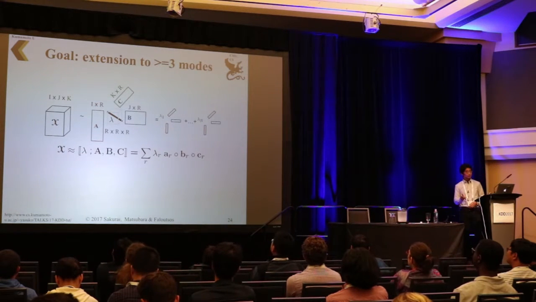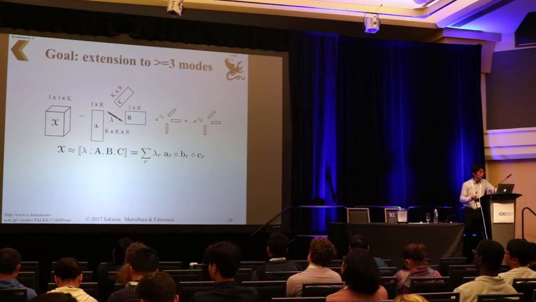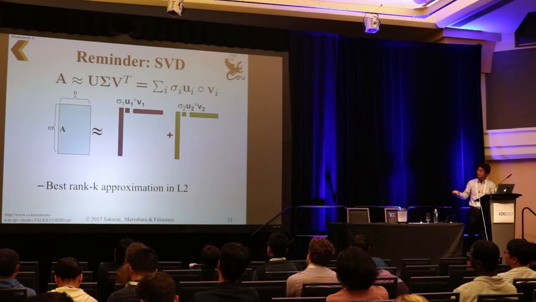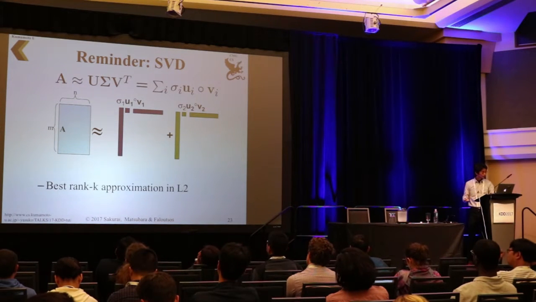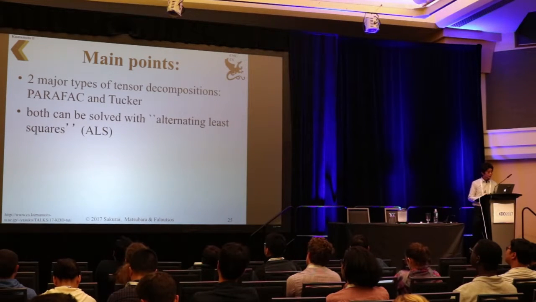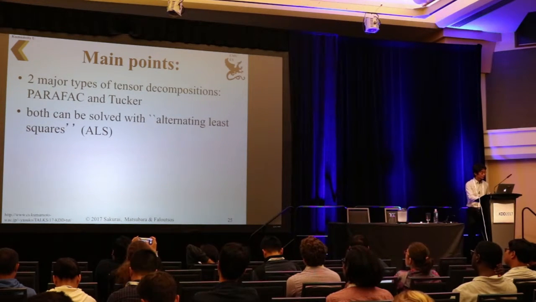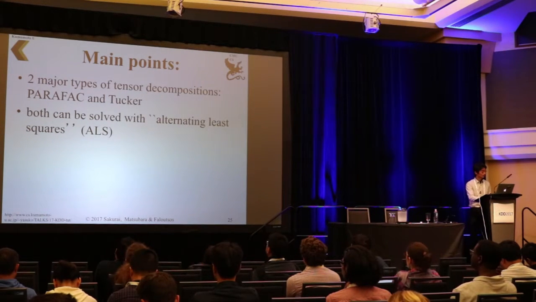And the goal is that we want to extend to more than 3 modes like this, which is very similar to the SVD case. SVD is for 2 modes, and tensor is, in this case, 3 modes. Let me introduce 2 major types of tensor decomposition, PARAFAC and Tucker. And we can solve them by using ALS, alternating least squares.